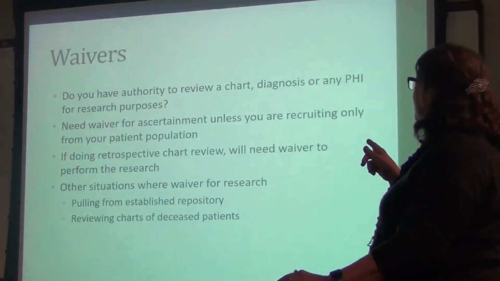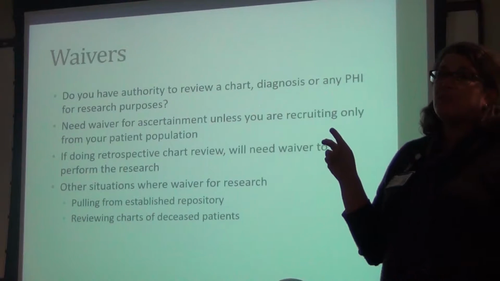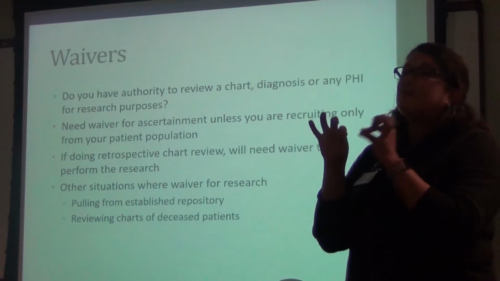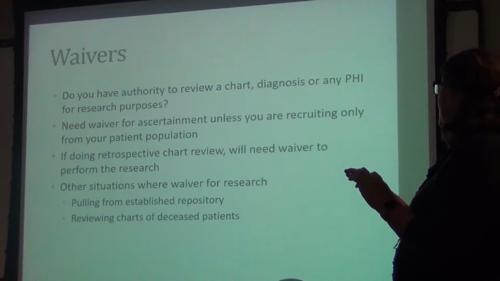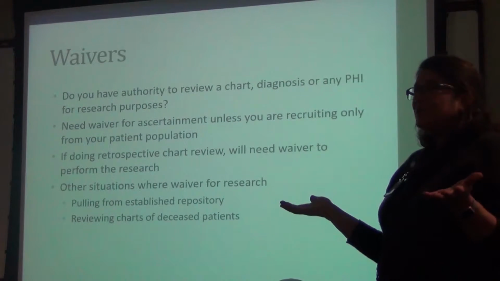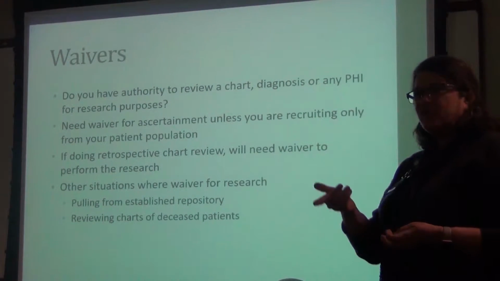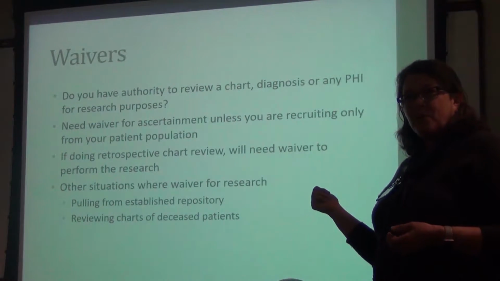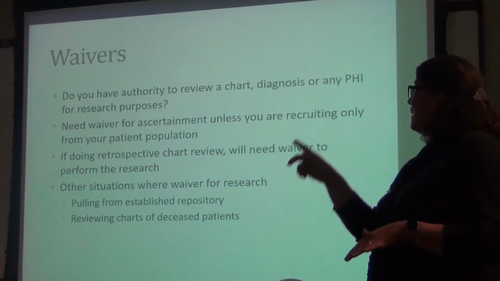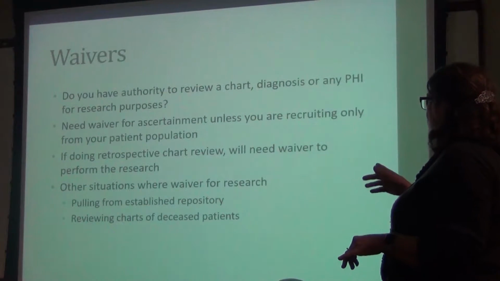So you need a waiver for ascertainment unless you're recruiting your own patient population. That's the one caveat. It has to be only your patient population. So most studies do have waivers. If you're doing a retrospective chart review, you've got no business in people's charts. You've got no business doing this, right? Unless the IRB says, okay, we approve you doing that. That's where the waiver comes through.